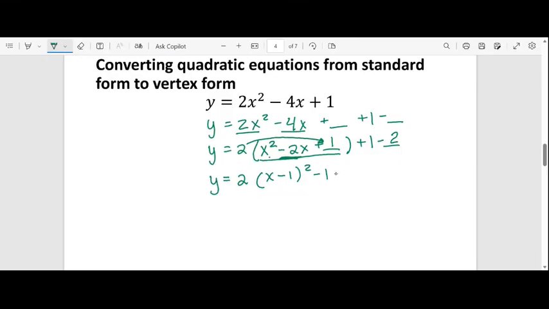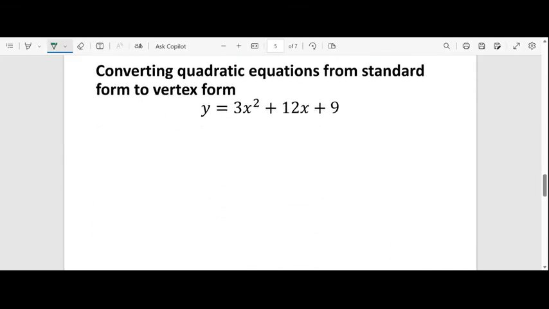And now I have it in vertex form. Okay, you're doing great. Let's keep going. We're getting into slightly bigger numbers here, but you've still got it. Our coefficient on this equation is going to be 3. So your first step is to move that 9 out of the way.